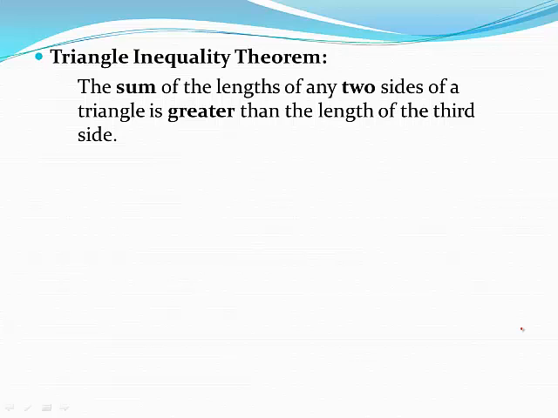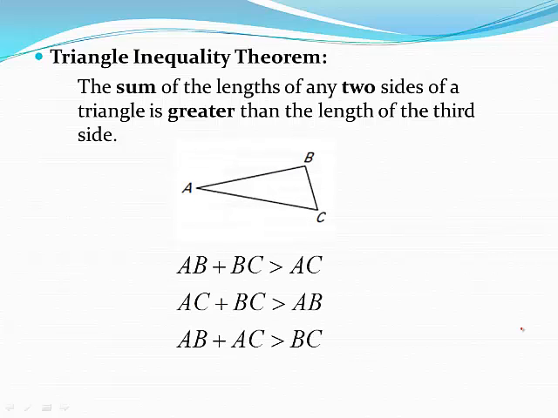Triangle inequality theorem. This is basically the theory of how to construct a triangle. The sum of the lengths of any two sides of a triangle is always going to be greater than the length of the third side. If it's not, that means you can't construct a triangle. So anytime you take the sum of two sides, it always has to be greater than the third side.